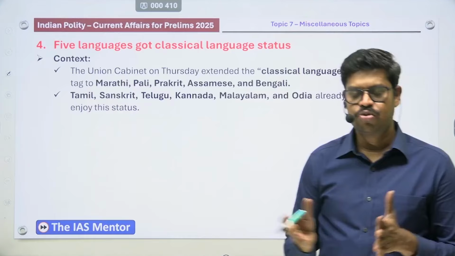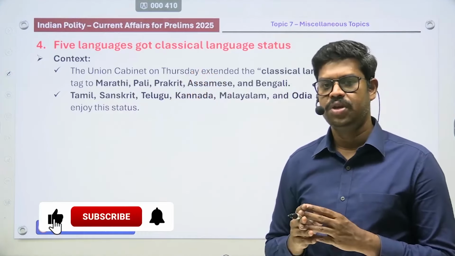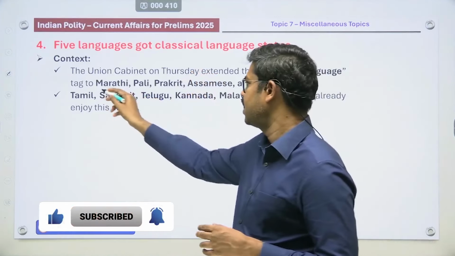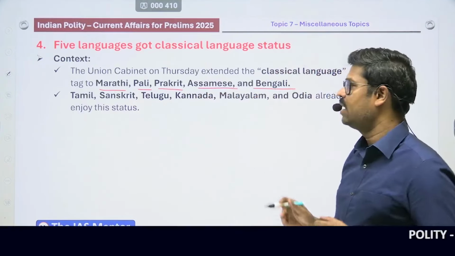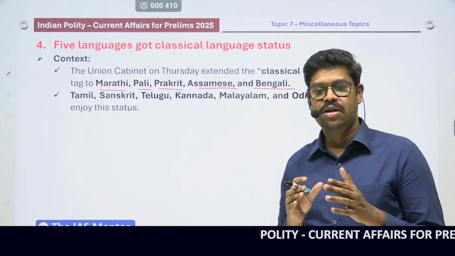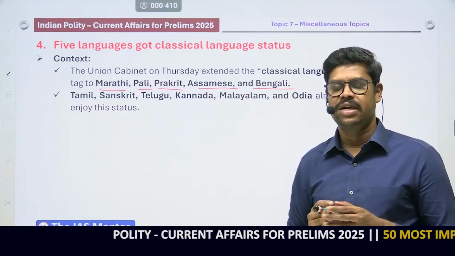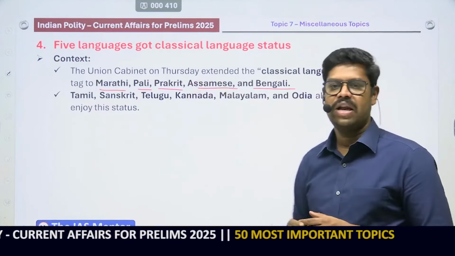Now in addition to that, another 5 languages have been added, so therefore it is now part of current affairs. What are the new languages that have been added? Recently Marathi, Pali, Prakrit, Assamese and Bengali, all 5 languages in addition to the existing 6 languages. However, recently the criteria for what shall be considered a classical language was changed a little, and that paved the way for another 5 languages to be added.